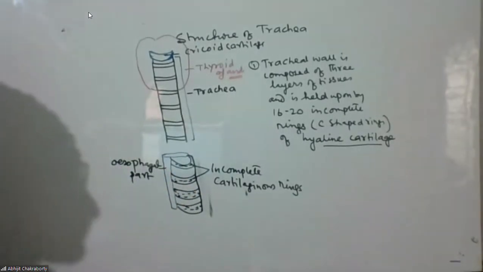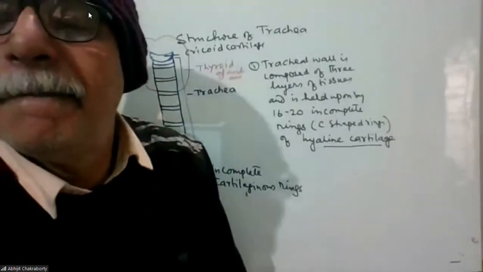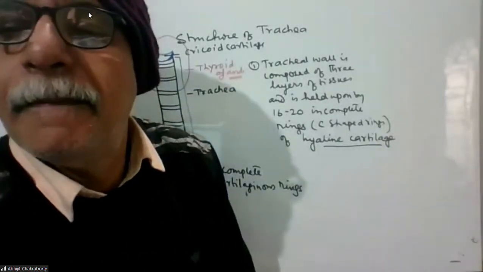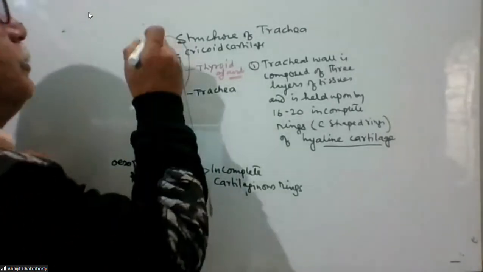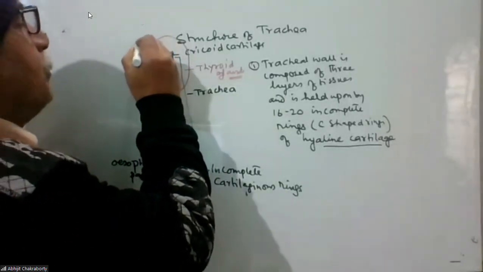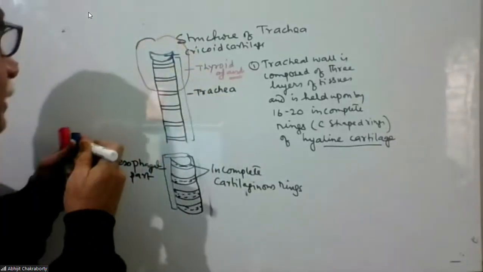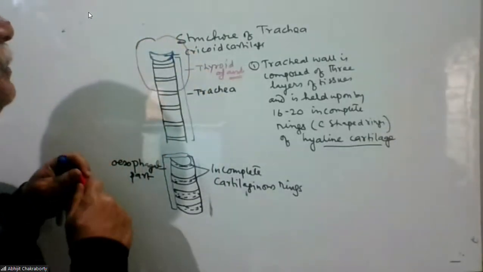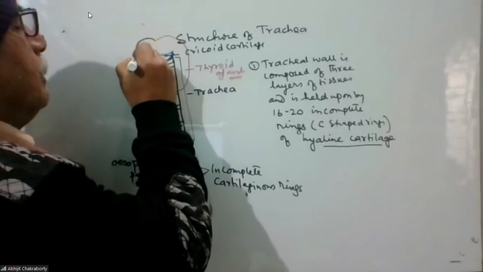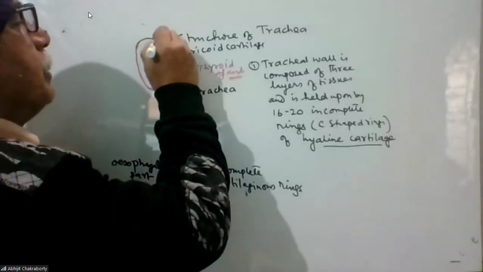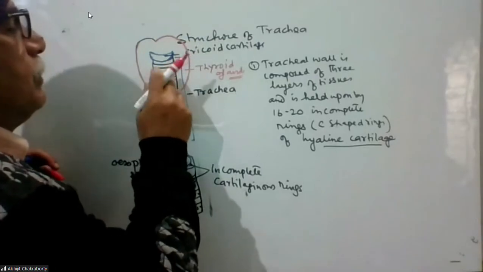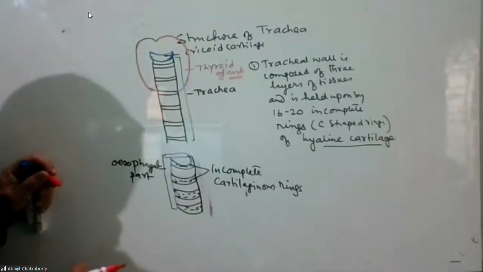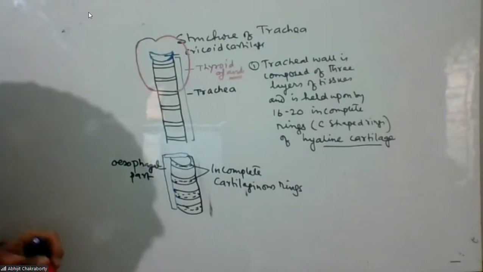This is actually the thyroid gland. I am showing you the location of the thyroid gland here. Are you getting me? It is not part of the trachea. To make you understand where the thyroid gland lies and its relationship with the trachea, that's why I'm showing you. Okay?